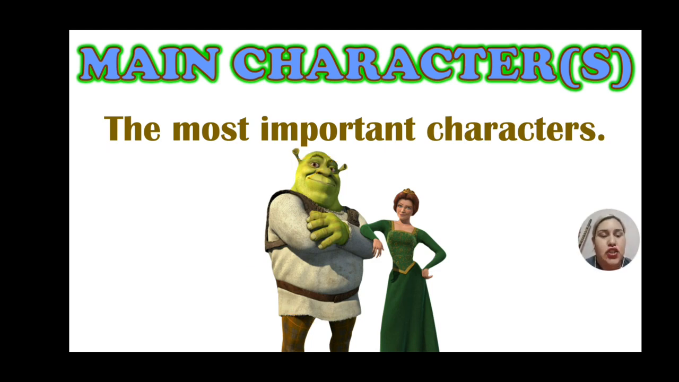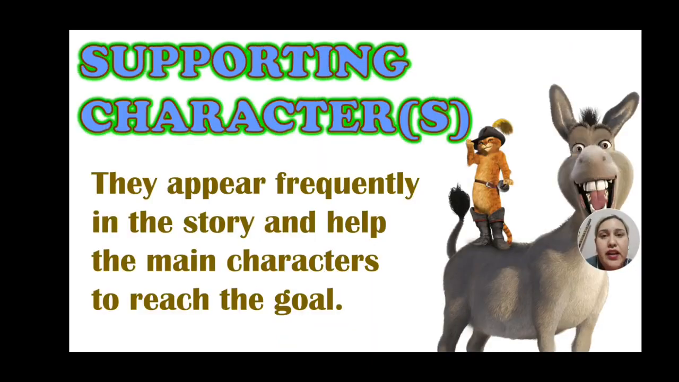That's what main character means. And the secondary characters, also called supporting characters, are characters that appear frequently in the story and help the main character to reach the goal. For example, we have here Donkey and the Cat in the Boots. They are supporting characters, like, listen, like in Spanish, support, okay? They help Shrek to reach a goal. And what is the goal? To rescue Princess Fiona, okay?